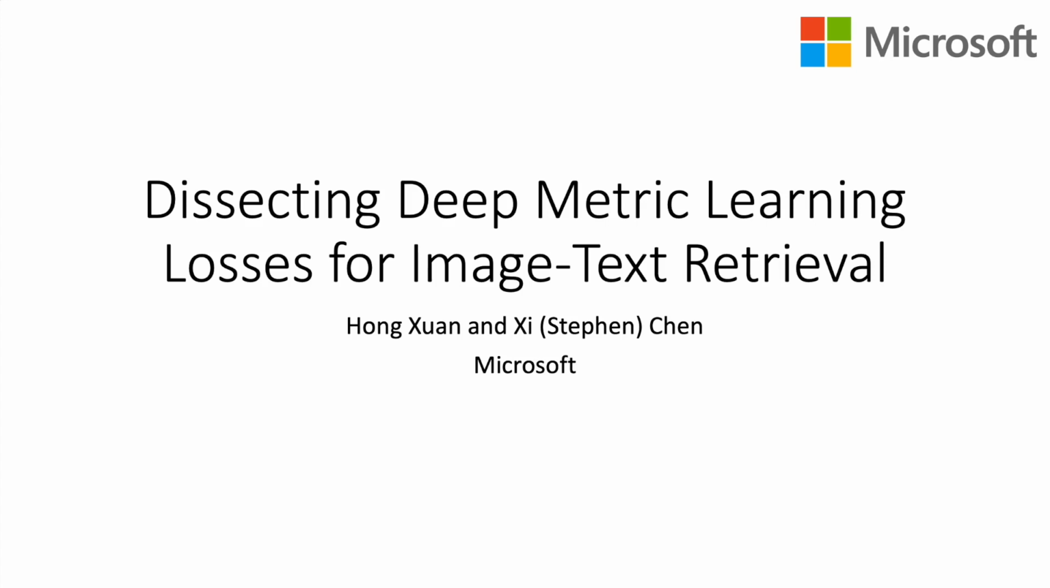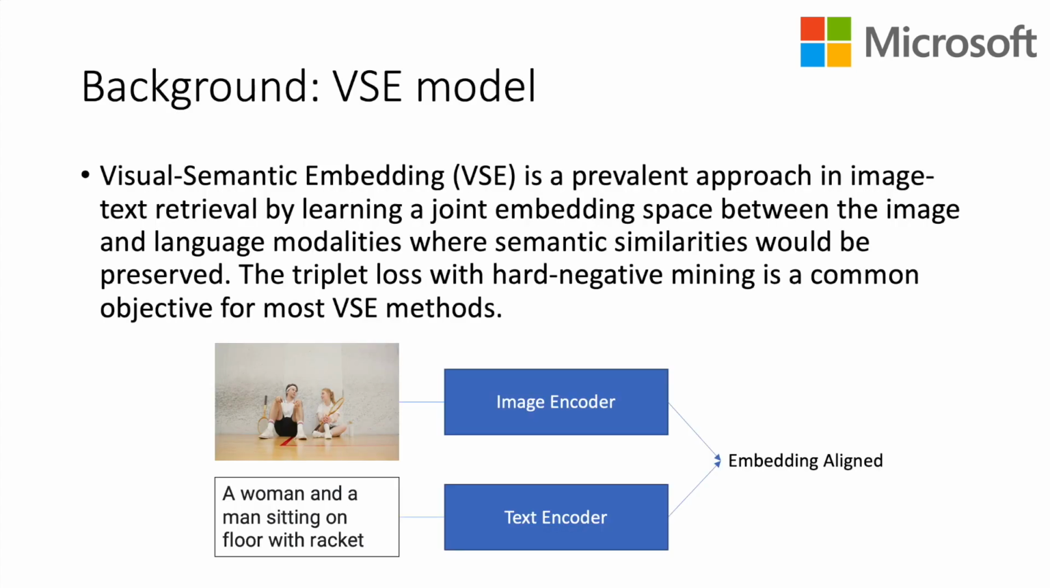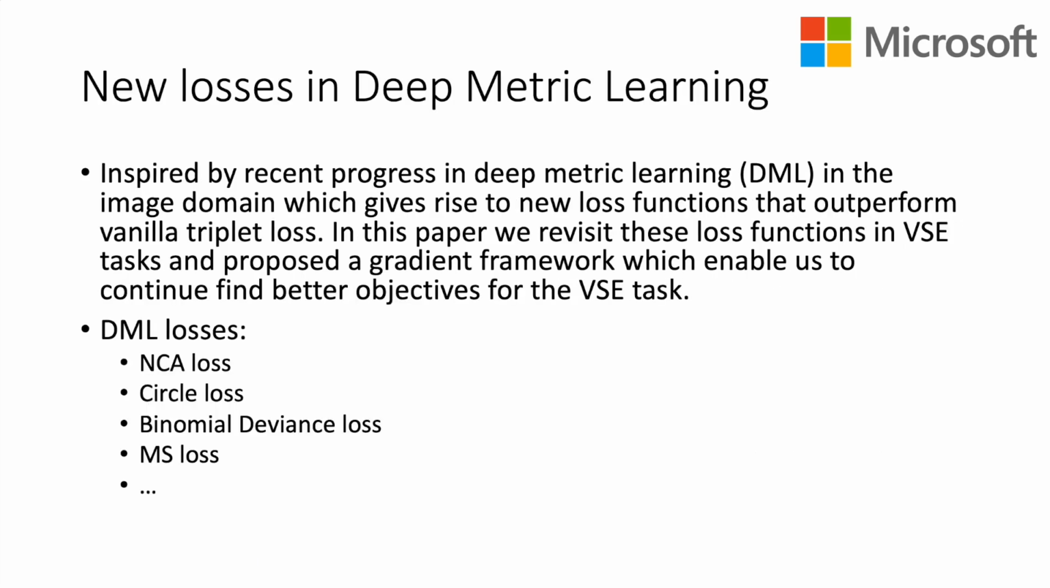I'm Xuan from Microsoft. Visual-Semantic Embedding is a prevalent approach in image text retrieval by learning a joint embedding space between the image and the language modalities where semantic similarity will be preserved. The triplet loss with hard negative mining is a common objective for most of the VSE methods.